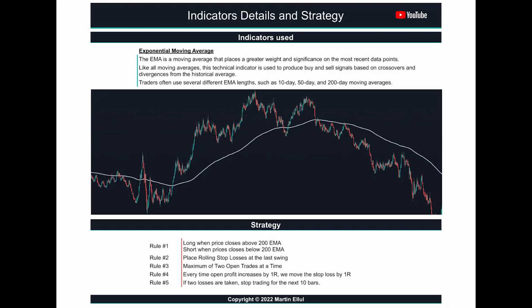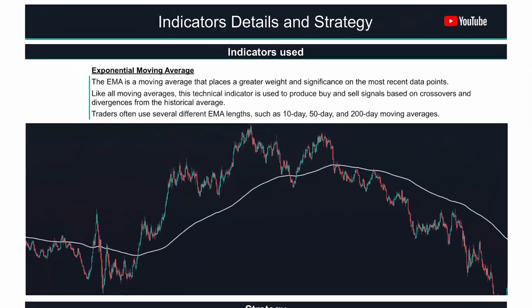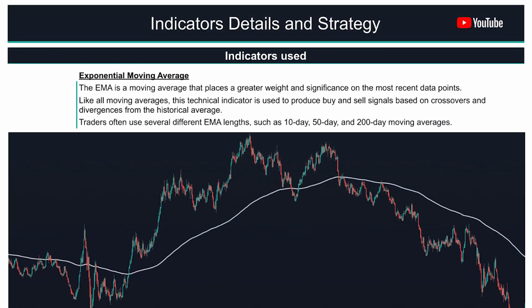So today I have another trading strategy which I'm going to backtest for you over 100 trades. I'll first tell you about the indicator that we're going to be using, show you a few examples, and then perform the 100 trade backtest. This strategy involves only one trading indicator, and it's the famous exponential moving average, also known as EMA.